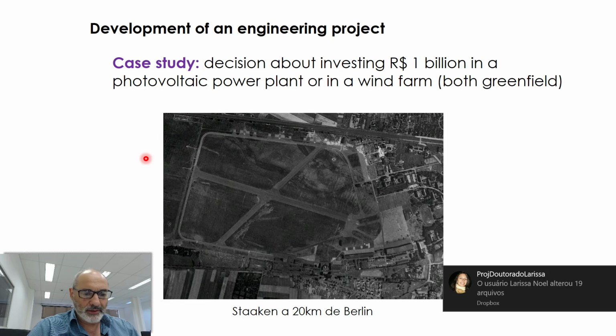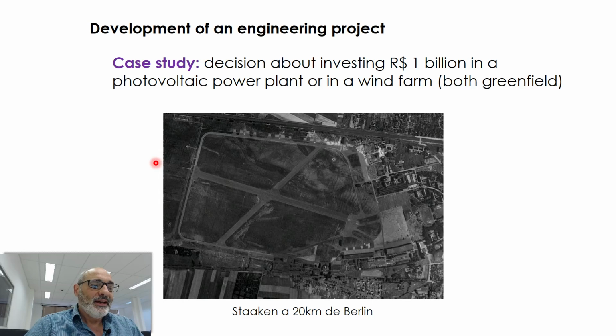The core business of this company is to produce eggs. So they have to plant corn in order to produce the feedstock for the chickens, in order to produce these eggs. So they bought this area belonging to this airport, and this region here was largely contaminated.